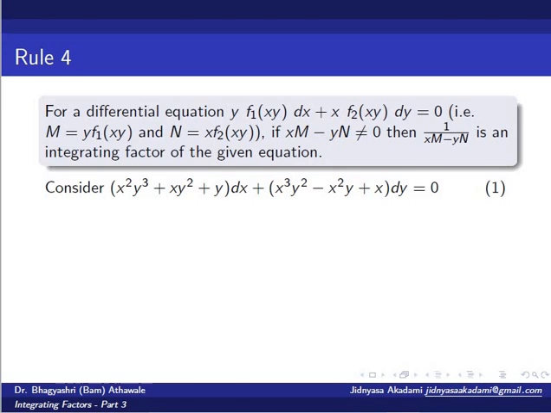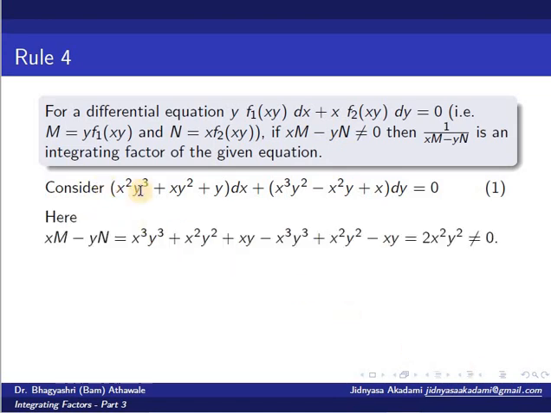So let us calculate xm minus yn. So xm minus yn is x cube y cube plus x square y square plus xy minus x cube y cube plus x square y square minus xy. After simplification, we get 2x square y square, which is not equal to 0, and therefore the integrating factor is 1 upon 2x square y square. But we know that any constant multiple of an integrating factor is again an integrating factor. So for simplicity, we will take the integrating factor as 1 upon x square y square.